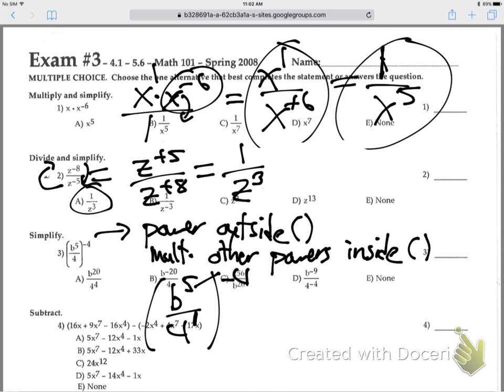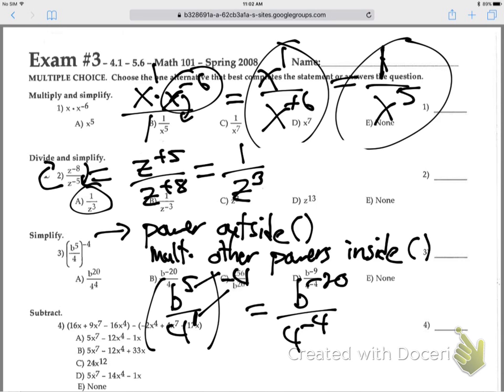So that minus 4 is going to go there and there, huh? So it'll be b to the minus 20 over 4 to the minus 4. So far, so good. Everybody see what happened there? And then they're going to both jump because they're both negative. Was everybody good to that point? Everybody see what happened? Right?